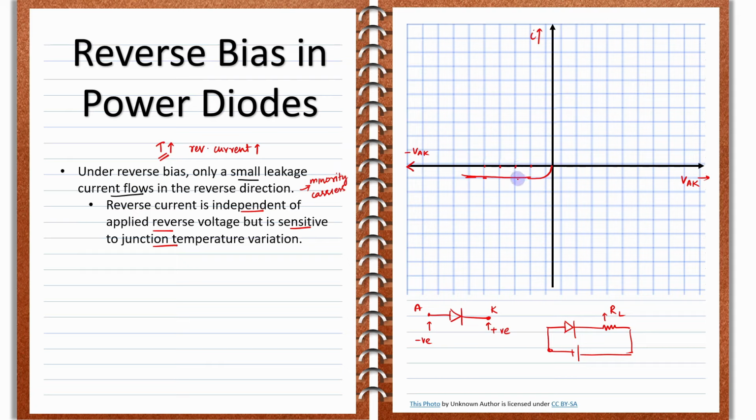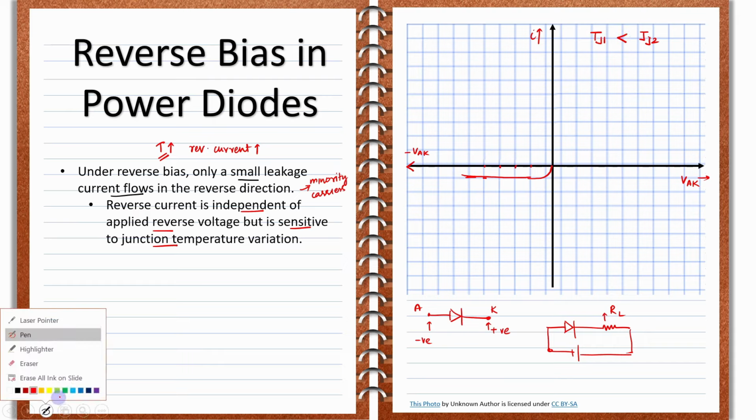Let us take two temperatures now, TJ1 and TJ2. TJ1 is the junction temperature of the diode in the first case, and TJ2 is also a junction temperature of the diode in the second case. Let us assume that TJ2 is greater than TJ1. We will draw the TJ2 graph also here. Since the junction temperature in the second condition is greater than in the first condition, the saturation current for the second case will be greater than the saturation current for the first case. So this is the saturation current for the first case.